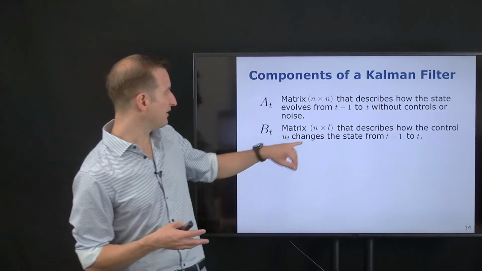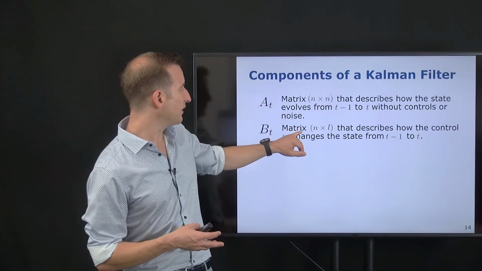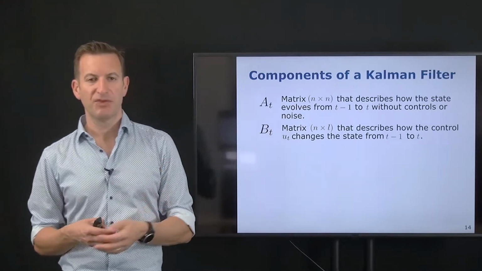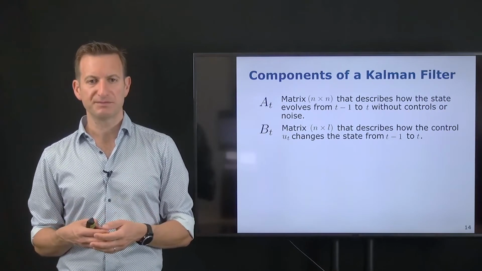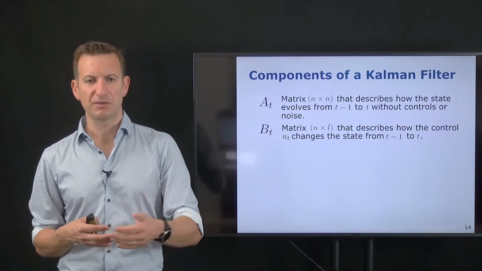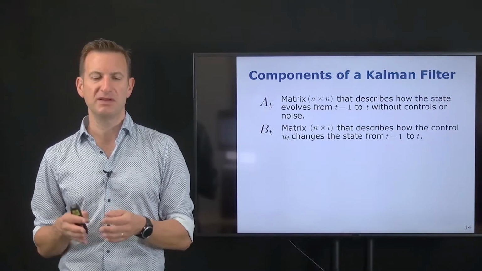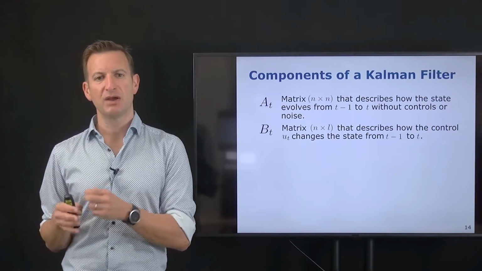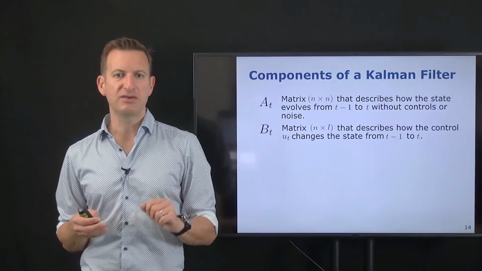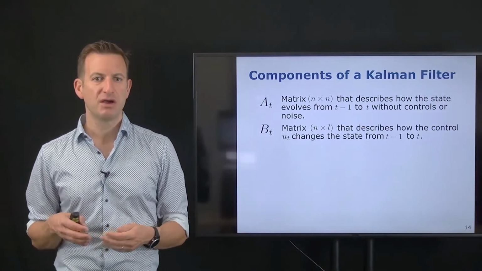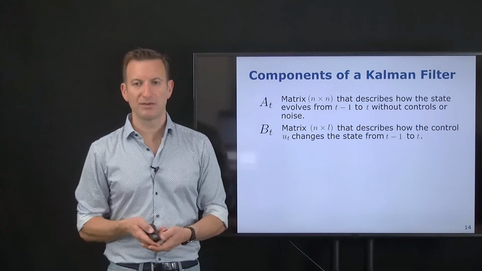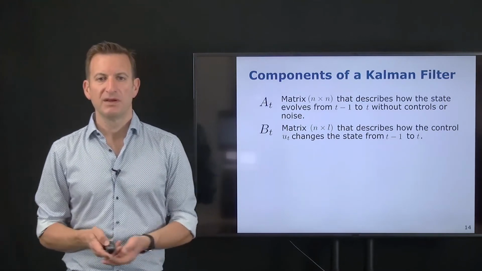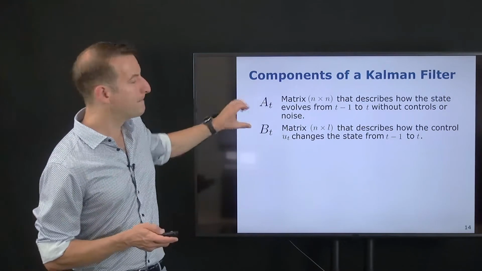And there's an additive term, so this is something that we add to how the previous state evolves, plus this term BT. It's an additive term which tells you how much I increase or decrease every individual dimension of my state vector based on the control commands. And this is what we need for the prediction step.